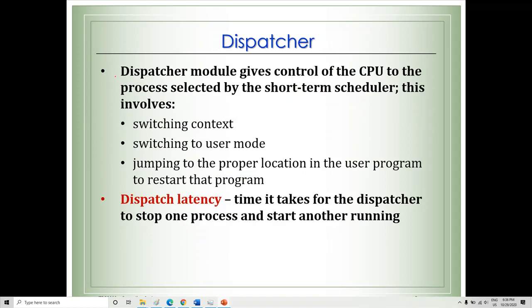So what is a dispatcher? The dispatcher is a program or module which exists in the kernel of the operating system, which we discussed in chapter 2. The kernel is a very important part of the operating system. Inside the kernel you have a program called the dispatcher. The dispatcher module gives control of the CPU to the process selected by the short-term scheduler.